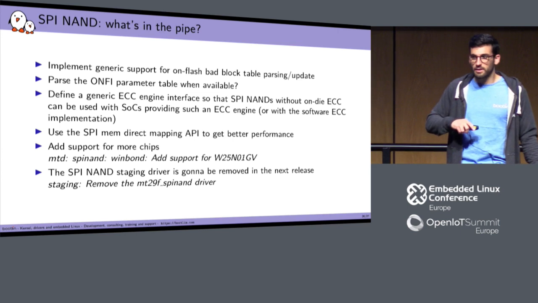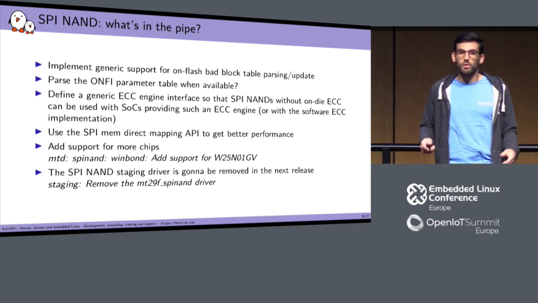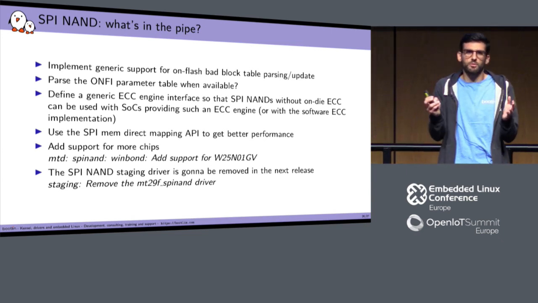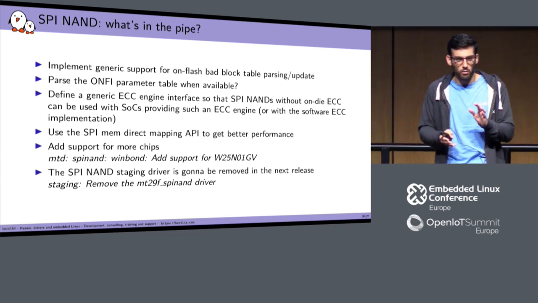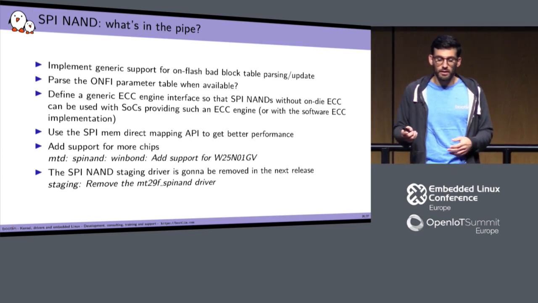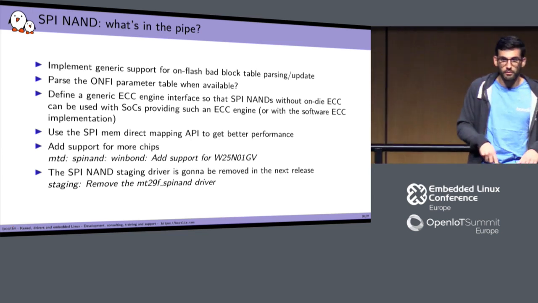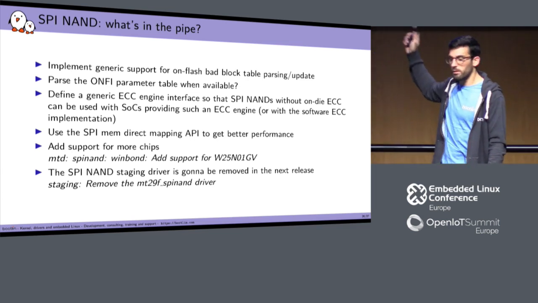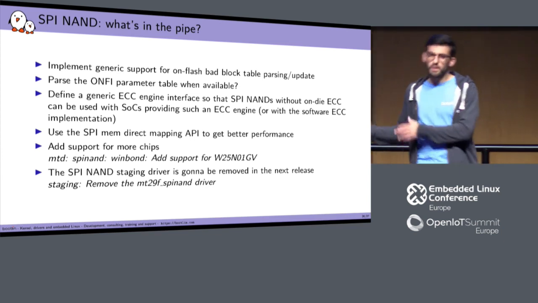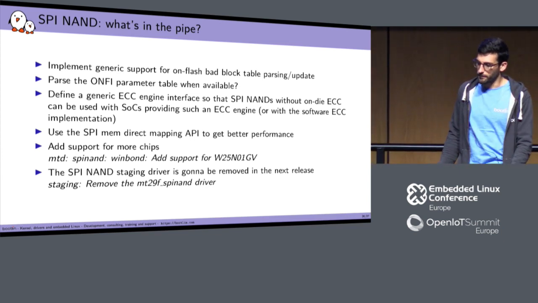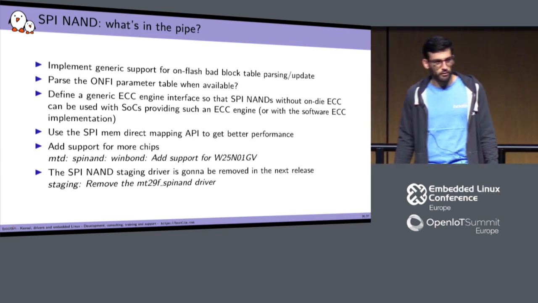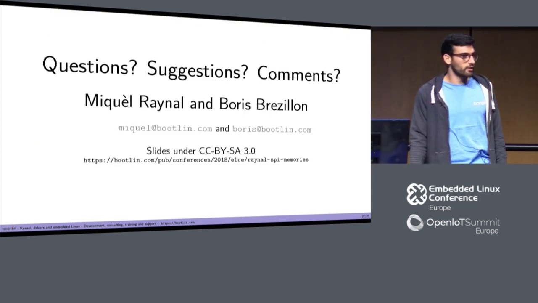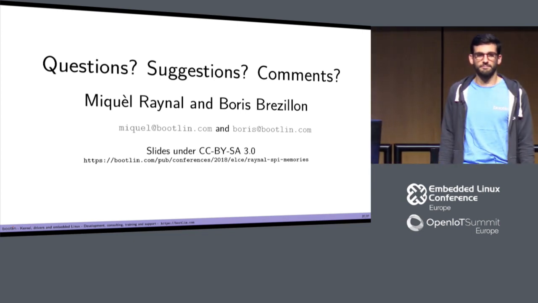Adding support for new chips is something we are looking for. So if you are already using SPI NAND chips, please contribute. The drivers for these chips are really small. And anyway, if you're using the MT29F SPI NAND driver, it's going to be removed anytime soon, probably in the next release. So you really should migrate to this new framework. That's all for me. Thank you for your attention. Now, if you have any questions, I'll be pleased to answer them.